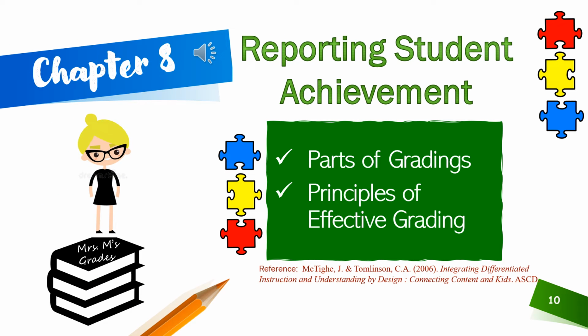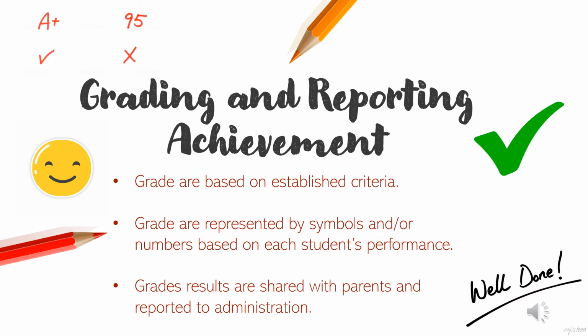Next, we're going to move into grading those assessments. We'll be discussing the parts and best practices for grading and reporting student achievement. Grading always starts based on established criteria. That means there's a set grading rubric so that students are graded uniformly. And then we have a set system, whether we're using symbols or numbers, to translate those results to reflect the student's performance. And then that grade or symbol is shared with parents and administration, reflecting the results of the student's assessment and achievement.